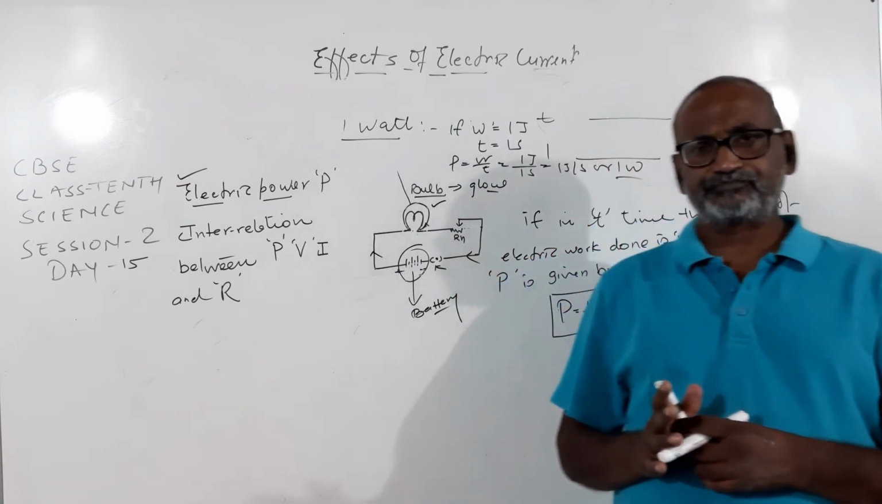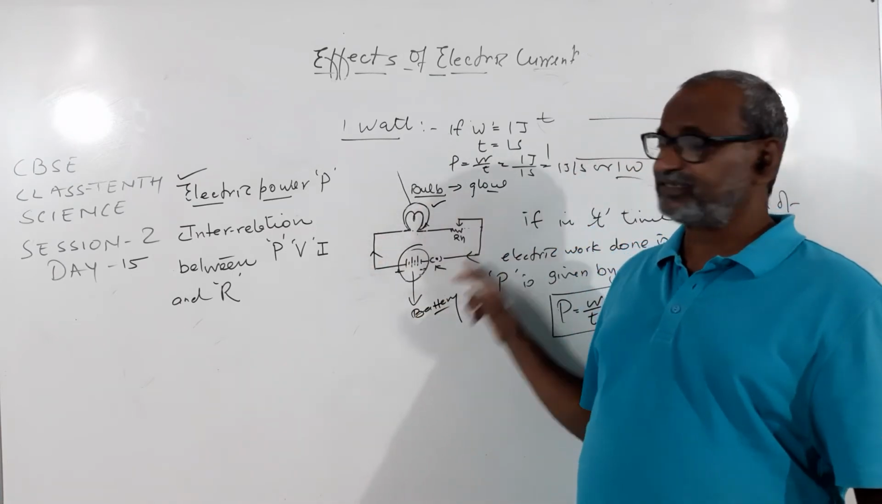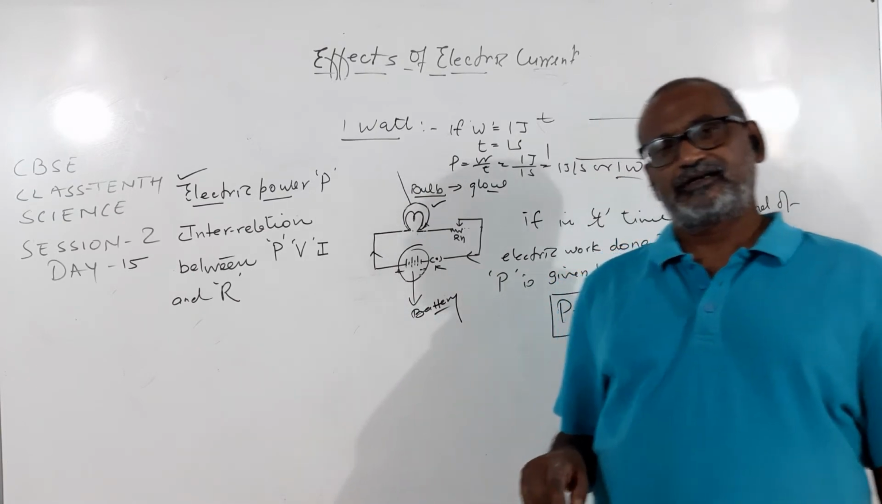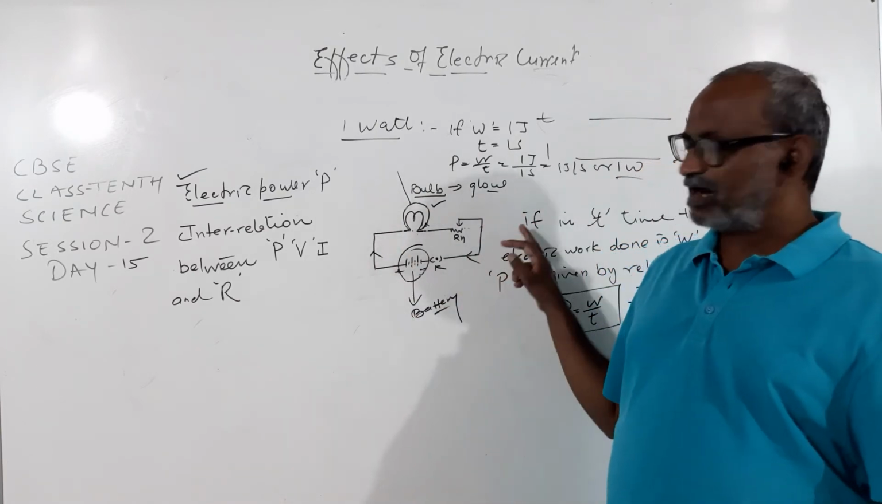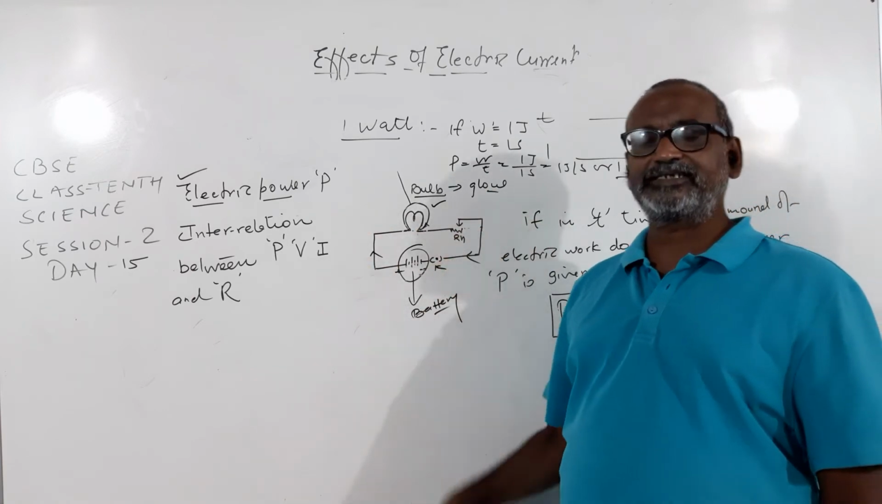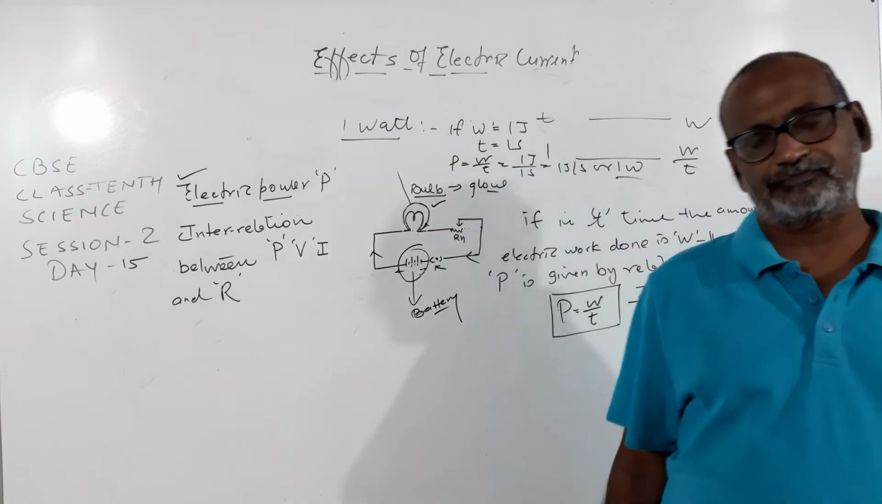If 1 joule of energy is transferred in an electric circuit in 1 second, the power transfer taking place in the electric circuit is said to be 1 watt.